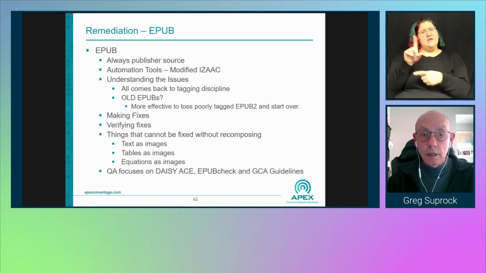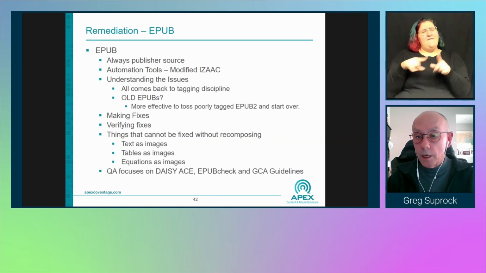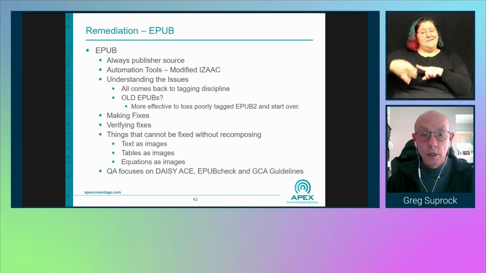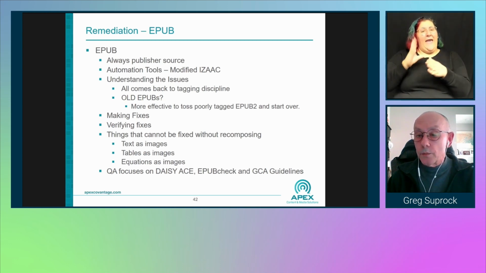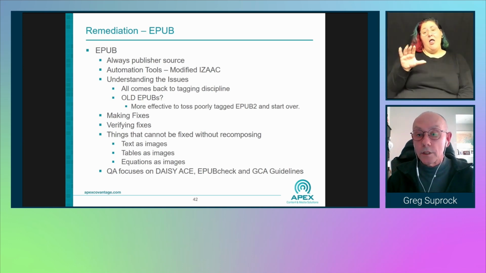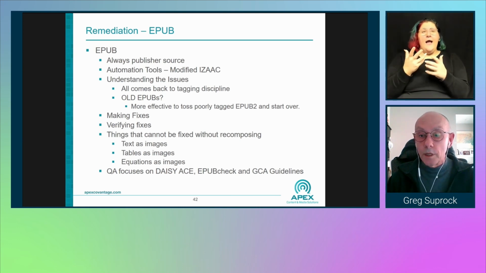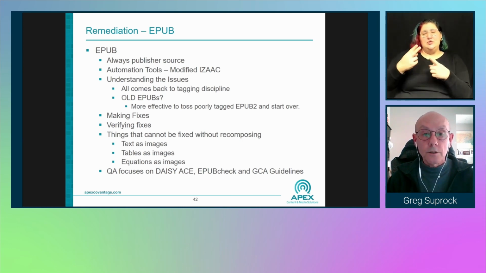But the difficulty comes in old EPUBs in making sure that they are tagged in a consistent manner that's going to be able to bring them up to the EPUB 3 specification, and that the HTML has been properly structured to be able to generate the appropriate heading levels and nesting that you need in an accessible EPUB 3 that's going to meet GCA standards.